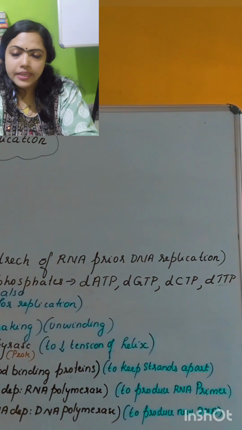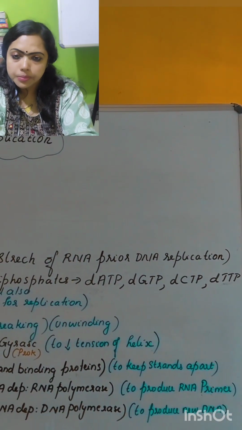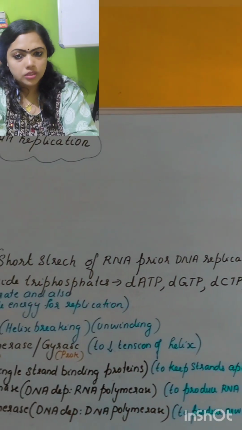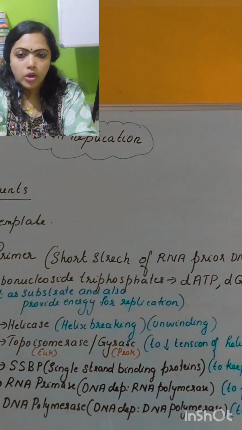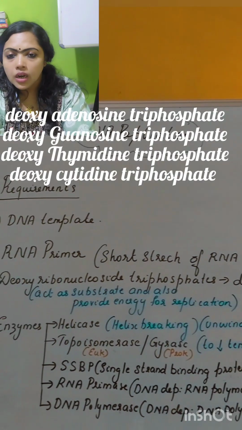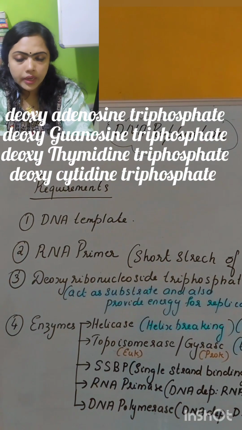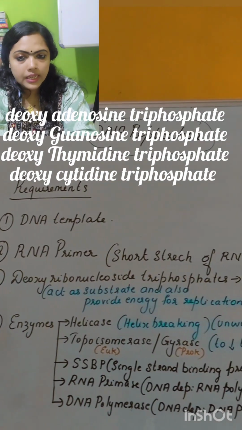The next requirement is deoxyribonucleoside triphosphate. This acts both as the substrate as well as the energy provider. That is, DNA replication is an energy-requiring process, and this energy needed for DNA replication is given by these molecules. That is deoxyribonucleoside triphosphate, which is of different types. That is deoxyadenosine triphosphate, dATP, then deoxyguanosine triphosphate, that is dGTP, then dCTP, and then dTTP.